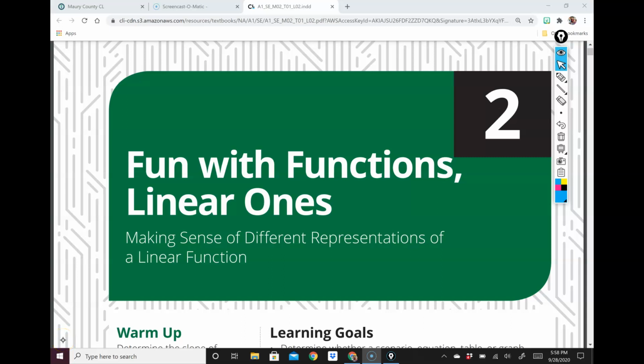Lesson 2. Fun with functions, linear ones, making sense of different representations of a linear function. Let's get started with the warm-up.